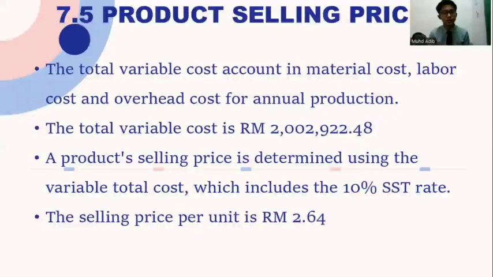So next I will proceed to the product selling price. The total variable cost accounts for material cost, labor cost, and overhead cost for annual production. The total variable cost is 2,002,922 ringgit and 48 cents. The product selling price is determined using the variable total cost, which includes the 10% SST rate. Based on our calculation, the selling price per unit is 2 ringgit and 64 cents.